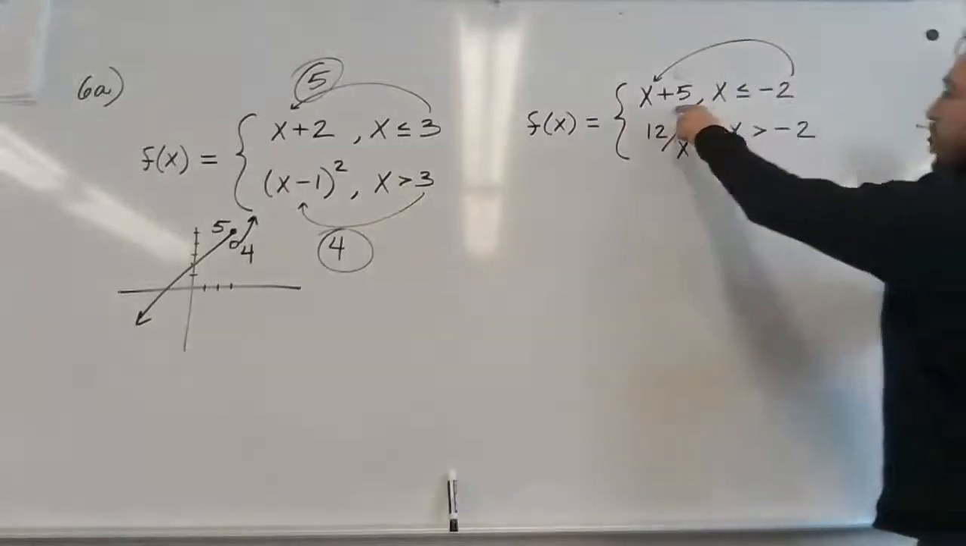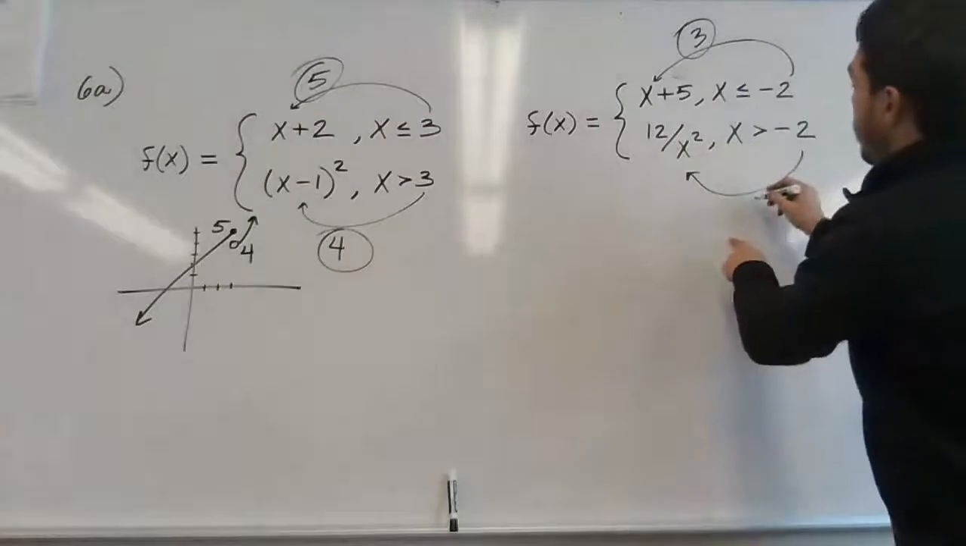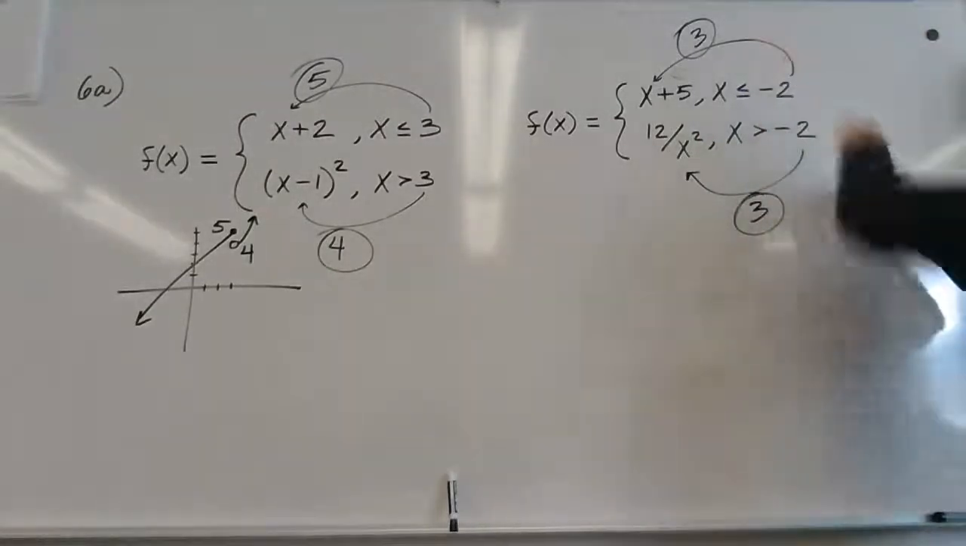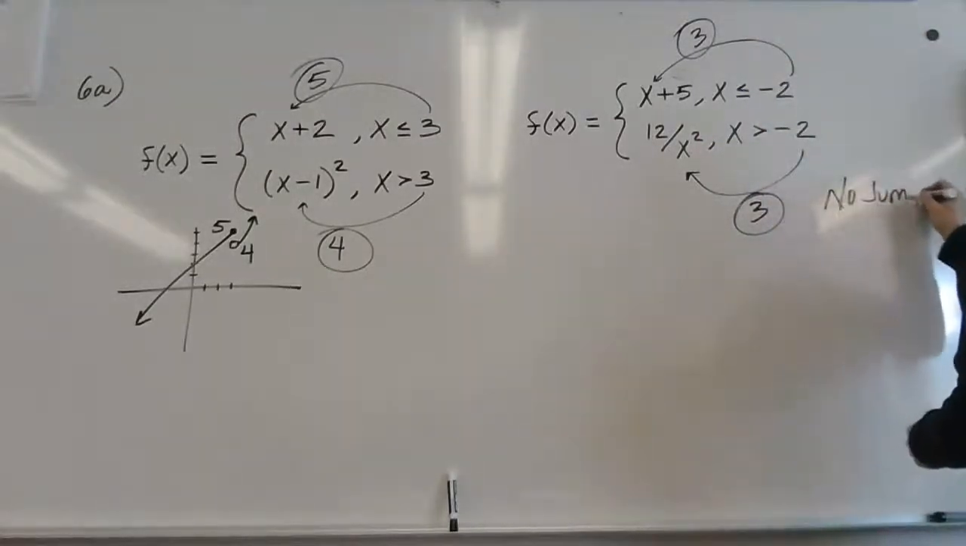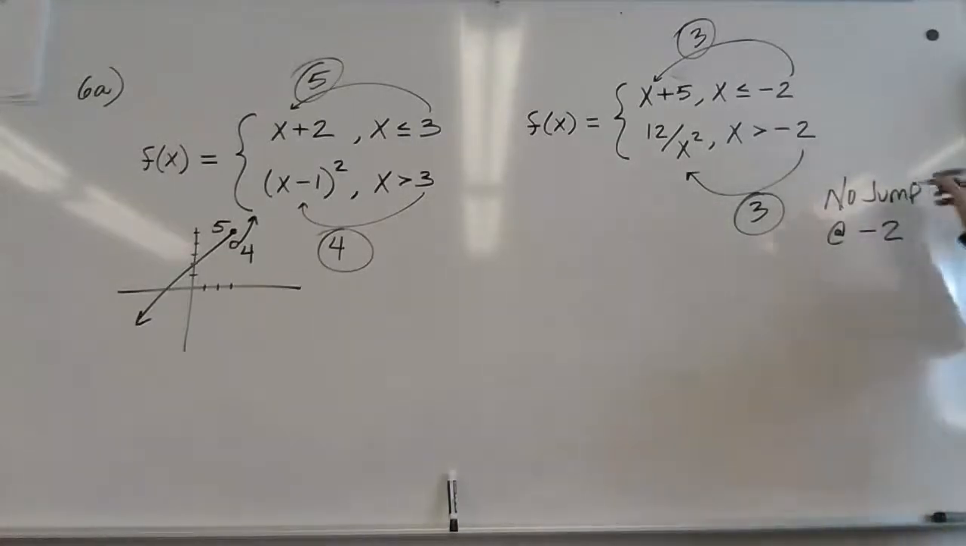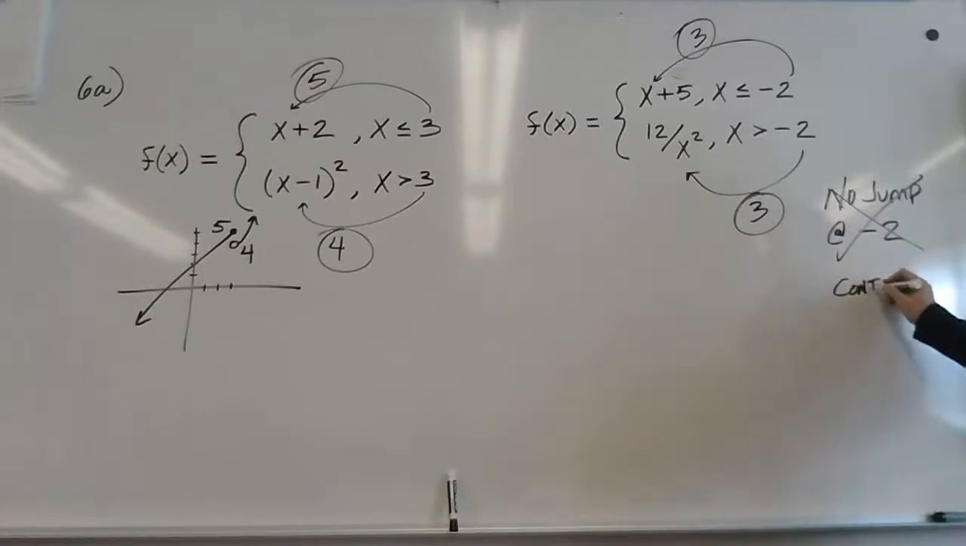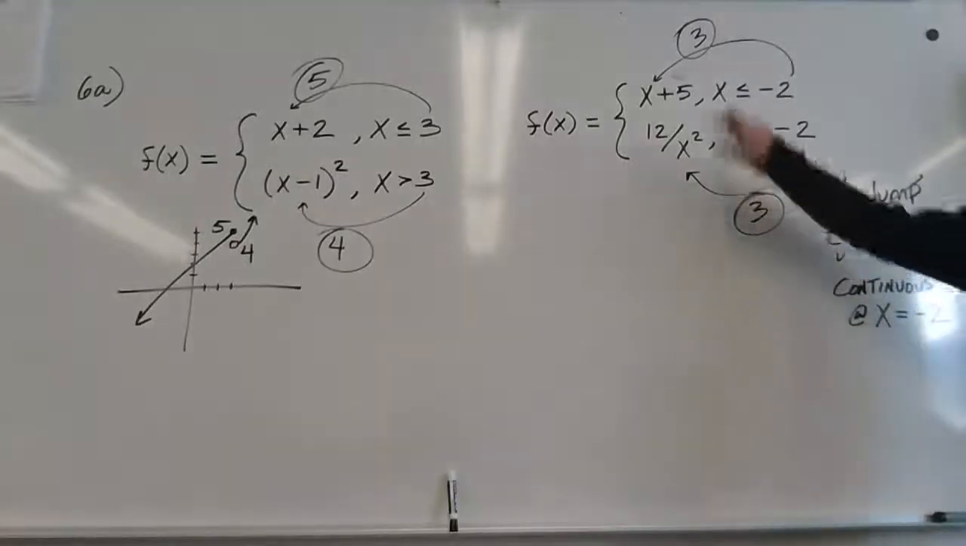Okay. Plug -2 in here, you get 3. Plug -2 in here, you get 3. 3 again. That tells us there is no jump, at -2 at least. So in other words, it is continuous at -2. So no jump to worry about. I don't need to worry about that, but maybe make a note that it's continuous at -2 because of those 3s.